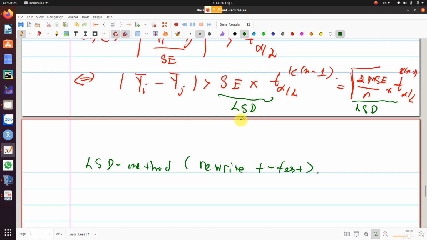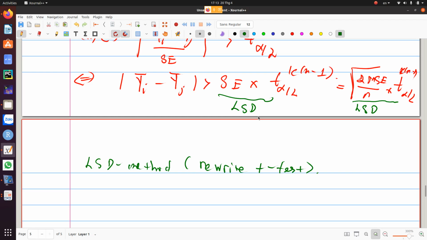And that's also the reason why we call this term LSD. L means least. LSD means the least significant difference. Least significant difference means the smallest constant that allows us to reject H0. This is the smallest one that allows us to reject H0.